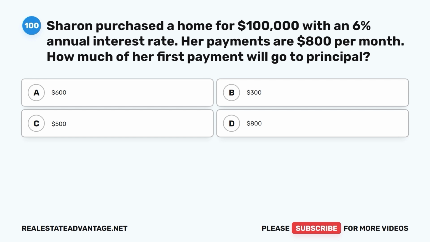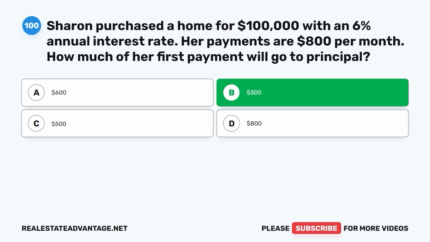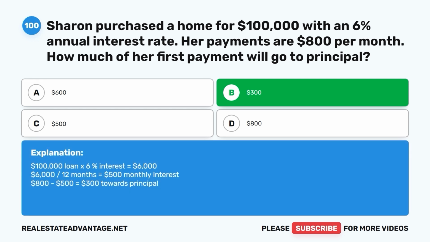How much of her first payment will go to principal? A. $600. B. $300. C. $500. D. $800. The correct answer is B. $300. $100,000 loan times 6% interest equals $6,000. $6,000 divided by 12 months equals $500 monthly interest. $800 minus $500 equals $300 towards principal.